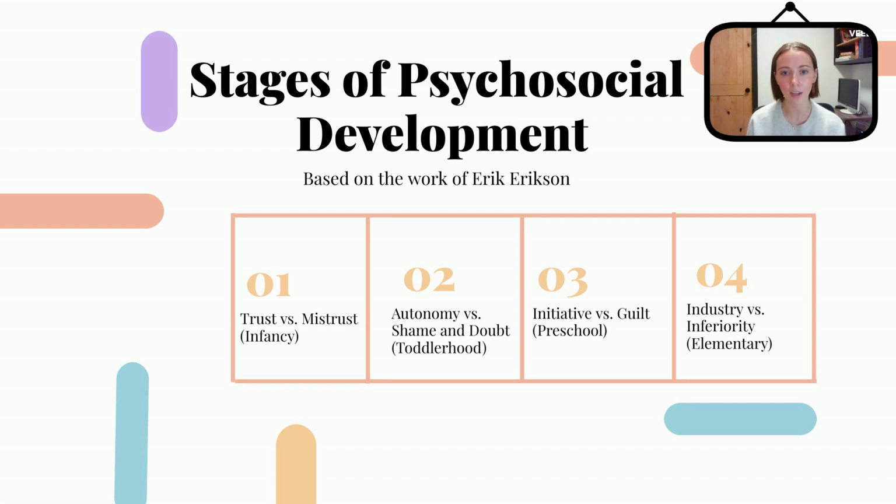The fourth stage is industry versus inferiority. This is the stage that's the longest and the most important for K-5 teachers, as this is the stage that spans from ages 5 to 12. This is when children begin to compare themselves to their peers to gauge their self-worth. In this stage, if children are encouraged to develop skills, they gain a sense of industry or a feeling of confidence and belief in their skills. They'll learn to work with others and have the confidence in their abilities to achieve their goals.